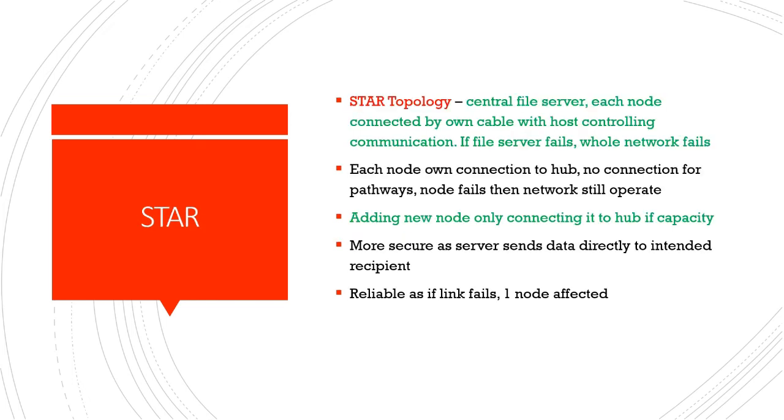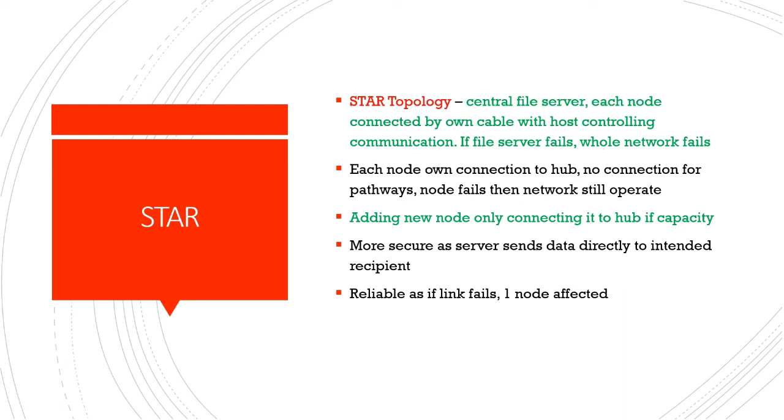So the star topology then, what is it? Well, a star topology uses a central file server with each node connected to it by its own cable, and the host will control communication. So it's all basically connected. You have this file server in the middle, and then you have all these different nodes connecting to it. And if the file server fails, then the whole network's going to fail.